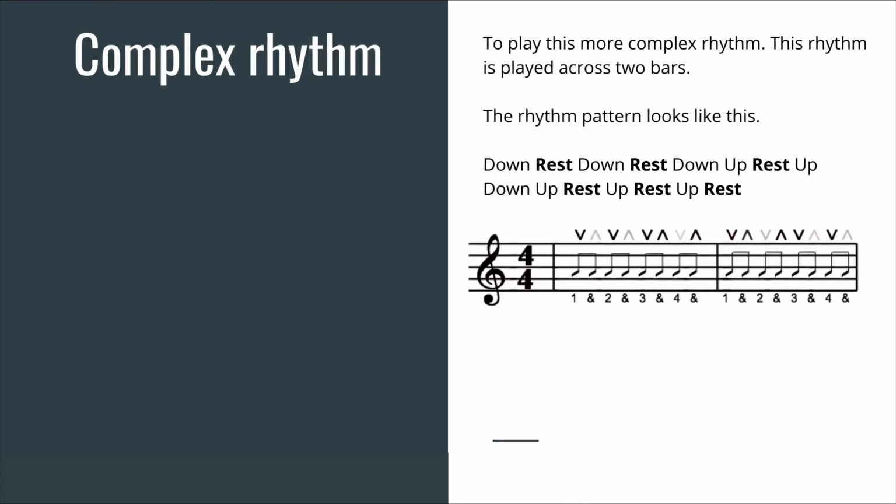We're going to finish off with one complex rhythm, and this complex rhythm is played across 2 bars. The rhythm looks like this: down, rest, down, up, rest, up, down, up, rest, up, down, rest, down, rest. This one you'll need to take a bit slower. So I'll play it through for you. Feel free to play along with the G chord, and we'll just do it nice and slow.